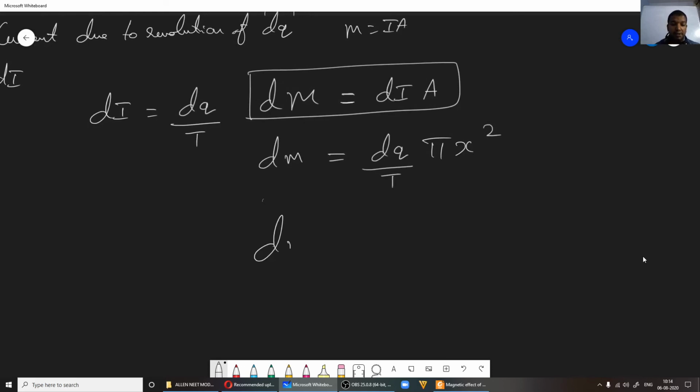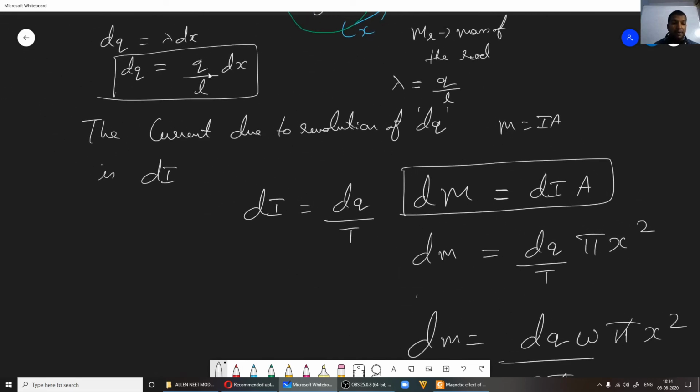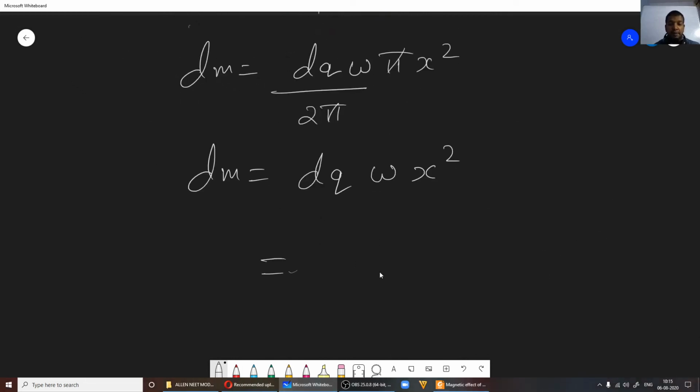Now for t, I can substitute dq divided by 2 pi divided by omega, right? So pi x square, so pi and pi will get cancelled. So finally we are left with dm is equal to dq omega x square. Now we can substitute for dq here. dq will be q by l into dx. Alright, fine. So dq will be q by l into dx into omega x square. So this is our dm, right?